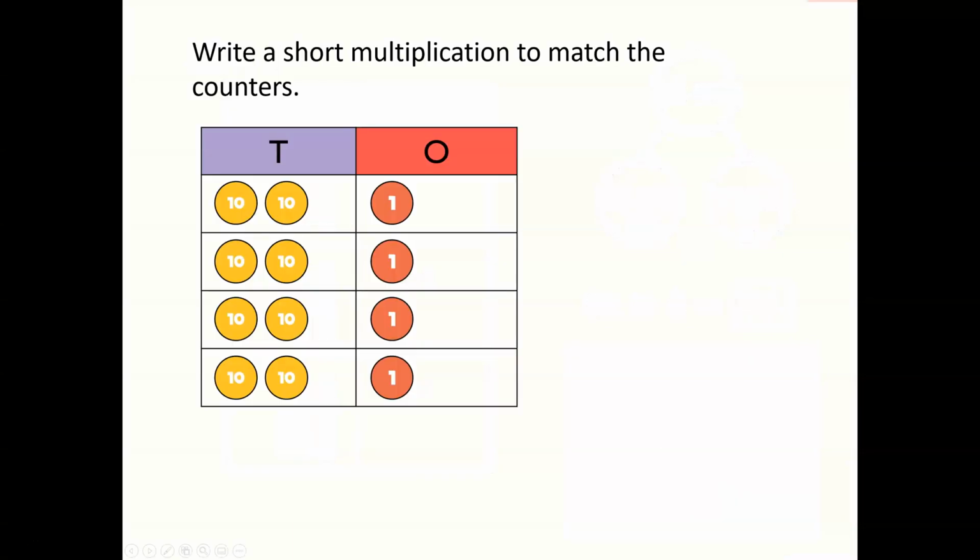Okay, write a short multiplication to match the counters. Pause and have a think. Let's see how you get on. 21 times 4 is shown in the place value table.